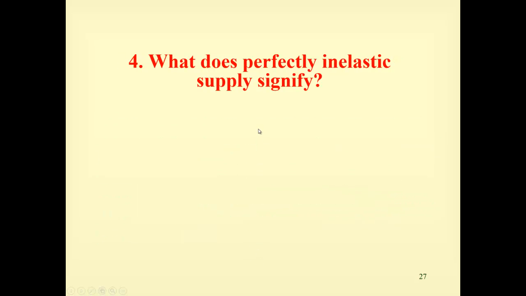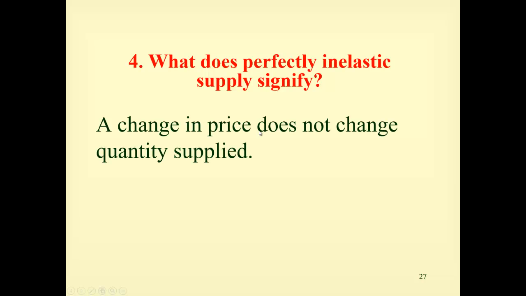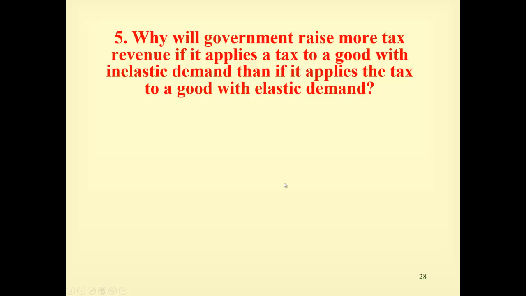How about, what does perfectly inelastic supply signify? Well, that means a change in price does not change quantity supplied at all. Quantity supplied will be the same, like Van Gogh's paintings. So supply is vertical.